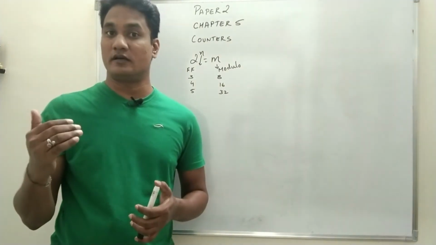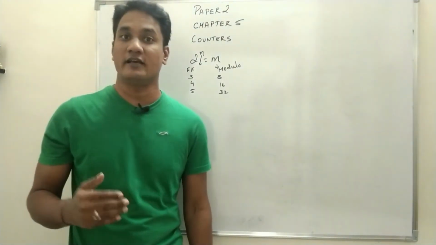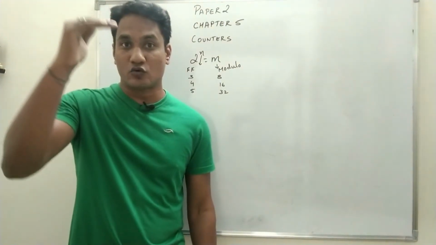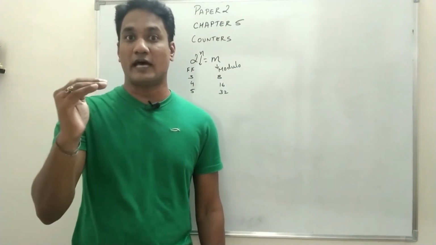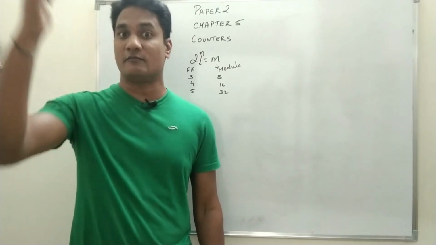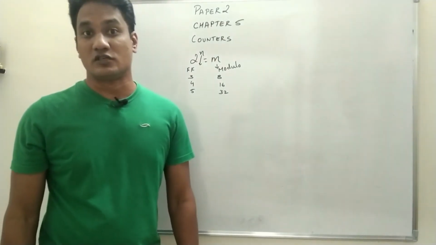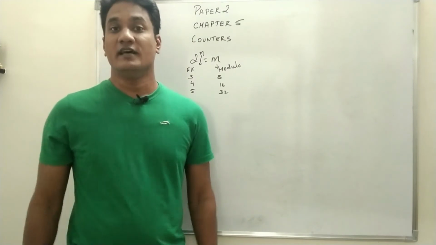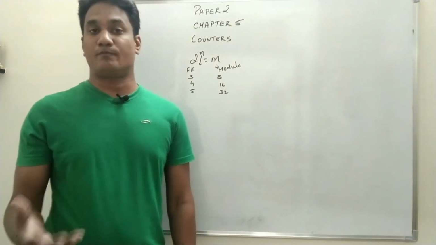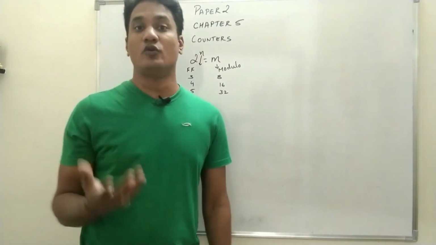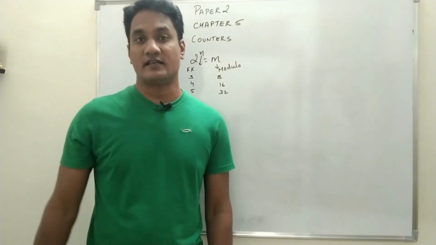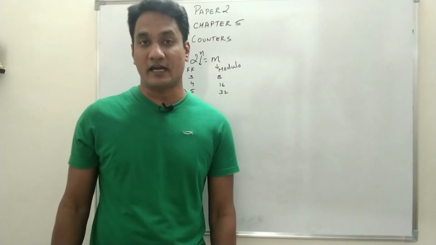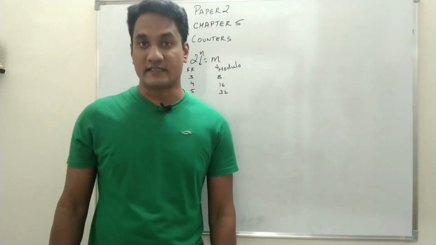Of course, in decimal, it will be counting from 0 to 9. 0 to 9 is 10 discrete states. So it will count from 0 to 9, and after that it should reset back to 0. Such types of circuits have to be designed, and that type is called a modulo counter. So we will try to design 2 such circuits, modulo 10 counter and modulo 6 counter.